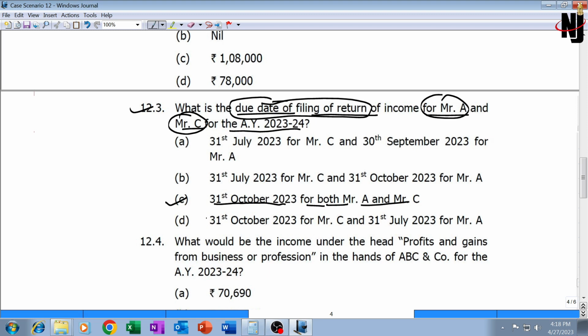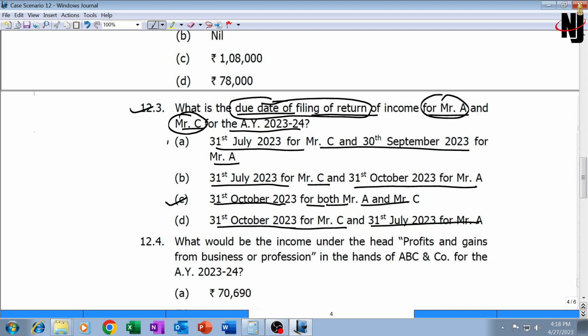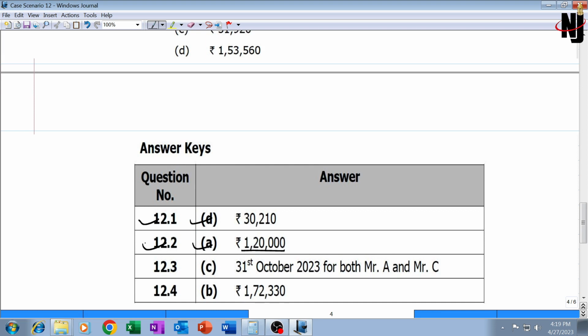Our answer is C. They are saying D is 31st October for C and 31st July for A. Wrong answer. 31st July for C, 31st October for A. Wrong answer. 31st July for both of them and 30th September for A. Sorry, this is also wrong. The correct answer is C, 31st October for both of them. Let's check the institute's answer. Our answer is C. The institute's answer is also C, 31st October for both of them.